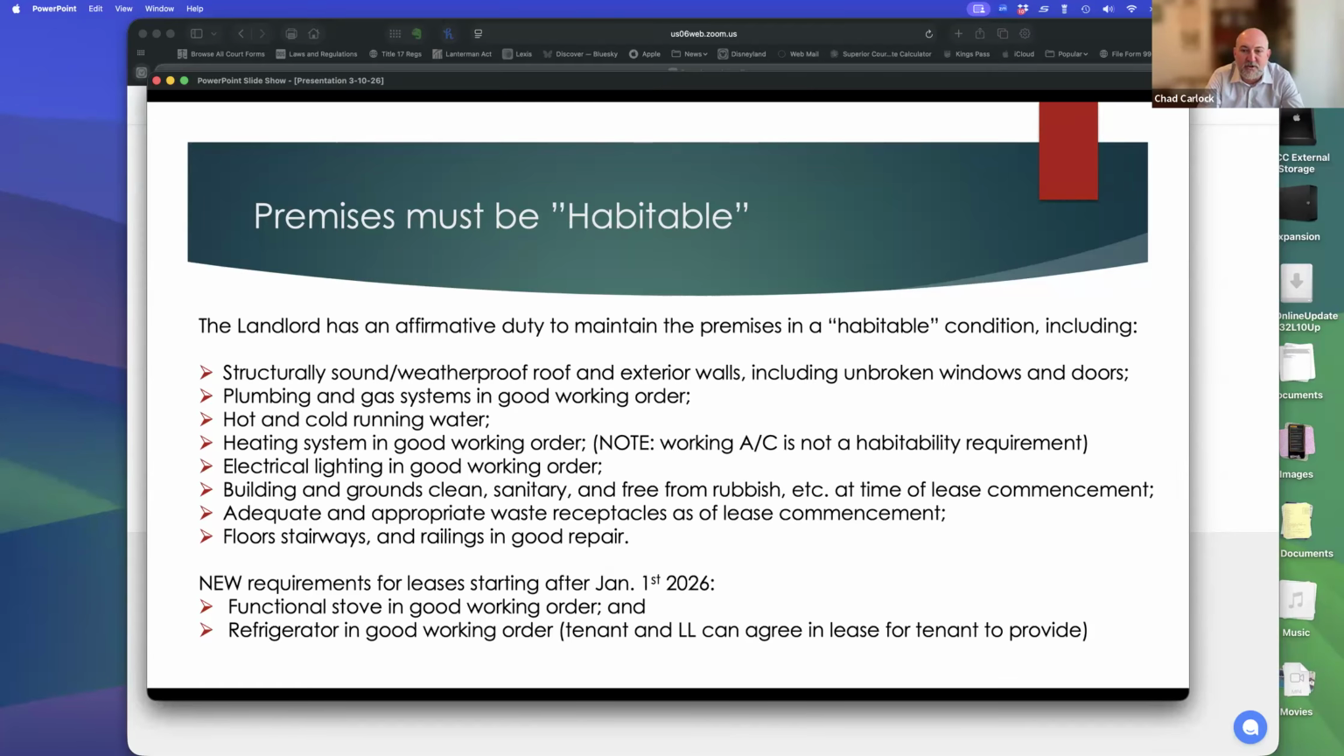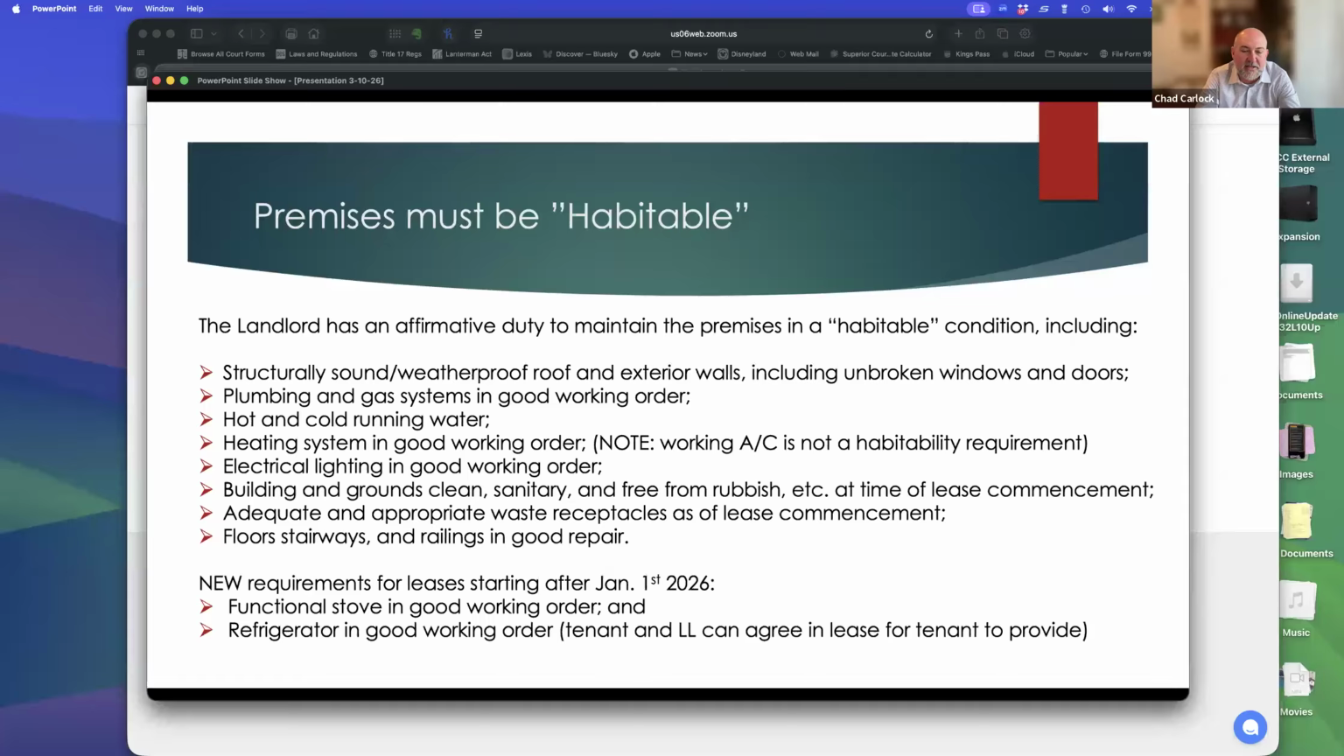So the roof and the exterior walls have to be structurally sound and weatherproof, so no leaks, including unbroken windows and doors. So a broken window renders the premises uninhabitable. If the window is broken by the tenant, you can charge them for the repair, but you still need to do the repair as soon as possible to make sure that you restore the premises to their habitable condition.